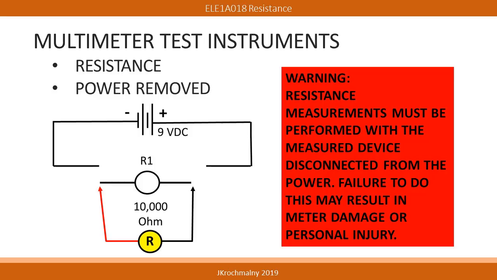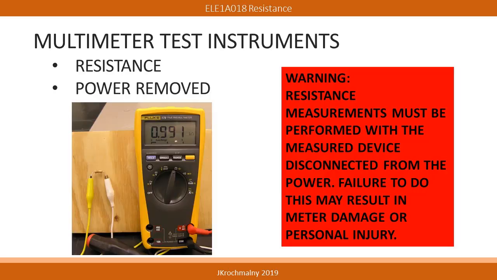In this graphic, we have removed the R1 load from the circuit before we measure its resistance. In this graphic, we are measuring the resistance value of an electronic resistor. Notice that the resistor has been removed from the circuit and has no electrical power being applied. The multimeter's internal battery provides the energy to take the resistance measurement.